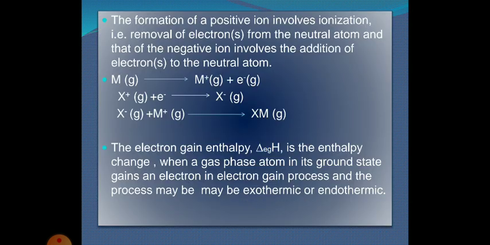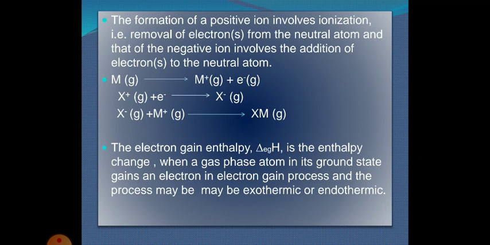If we consider some examples, the formation of a positive ion involves ionization, that is removal of electrons from the neutral atom, and that of a negative ion involves the addition of electrons to the neutral atom. Look at these examples, you will understand this simple process. Here, an atom present in gaseous state, when it loses electrons, acquires a positive charge, and if an electron is added to the gaseous atom, it bears a negative charge, that is X minus, as shown in the example.